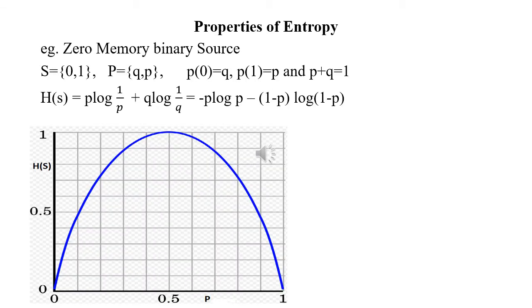As an example, we'll consider zero memory binary source. Here the source alphabet consists of 0 and 1 with probabilities q and p, where q equal to 1 minus p because p plus q equal to 1. H(S) equation is also written, and if you're plotting H(S) versus p, we can see that when p equal to q equal to 1 by 2, H(S) is maximum and that is equal to 1.